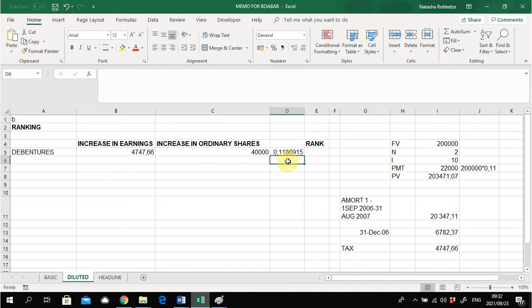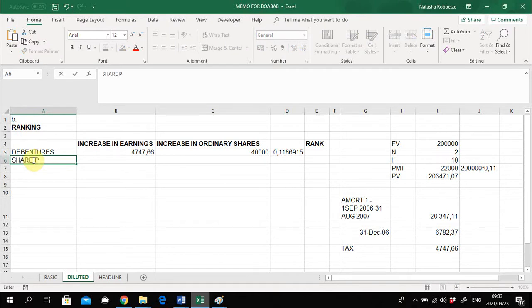0.1186915. Normally, in doing the ranking, irrelevant of what the question says, I like to use at least 4 decimals when I do the division, just to check, because sometimes it's 0.117, 0.118, so that we can rank them very precisely. Moving along to the next item that can potentially have a dilutive element, and that is our share option.